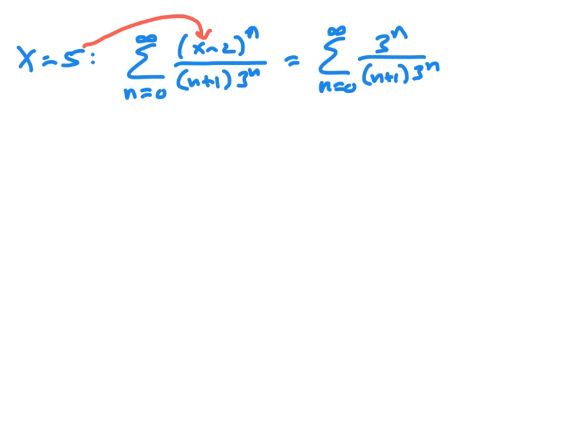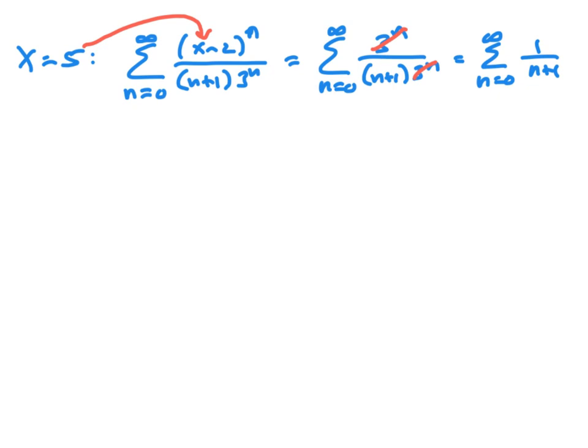And the 3 to the n is a constant for each value of n, so those will simplify. And we're left with a relatively simple series, n equals 0 to infinity, of 1 over n plus 1. Notice that this is just a standard series. It's not a power series anymore because we've replaced the variable x with a value. And so we want to determine whether this series converges or diverges, and so we can use any of the convergence tests in order to do this.